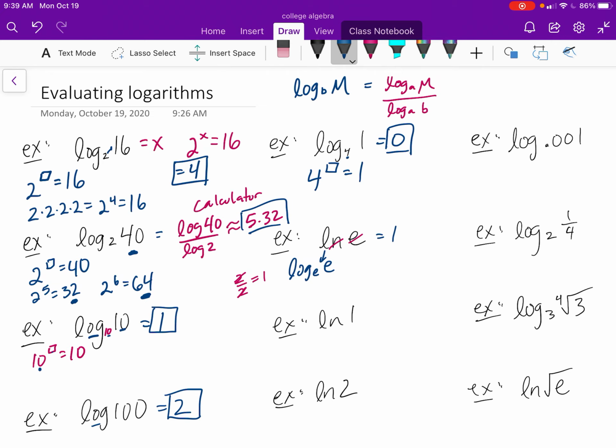Okay, we did the next one. Again, any base, right? e to the 0 is 1. So ln 1 is 0. And you could verify that in a calculator. In fact, you could hit log 1, which would be base 10. You'll still get 0.